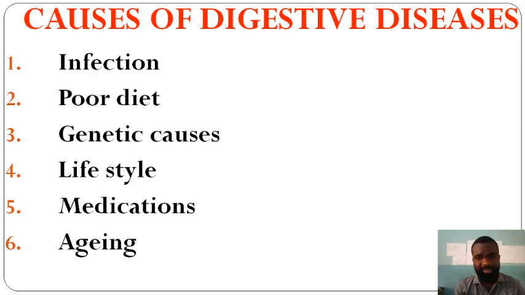Causes of digestive diseases. When we were discussing respiratory diseases, we said one of the causes is smoking tobacco, air pollution, and so many other causes we highlighted. Now, the causes of digestive diseases are infections, bacterial infection or viral infection. Any of these infections can damage the digestive organ. How can the digestive organ be infected, since it's internal?